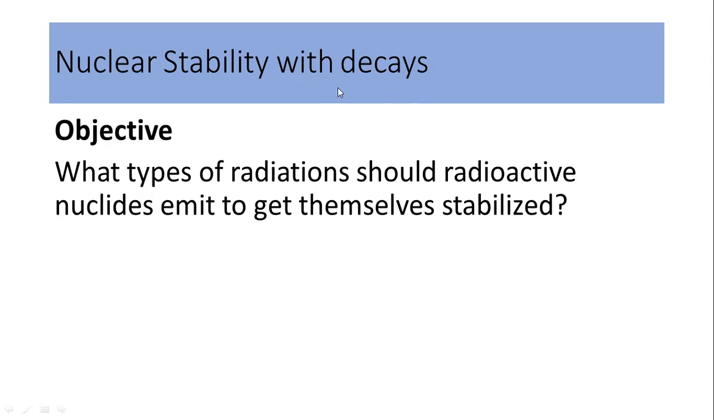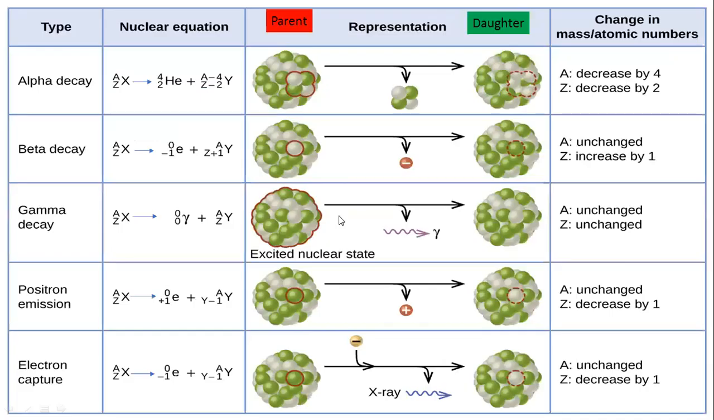Now we are going to apply the previous knowledge to discuss this stability, because if the nuclide is radioactive, then it can emit any type of radiation. This may be alpha decay, beta decay, gamma, positron emission, or electron capture, and this is the neutron emission.